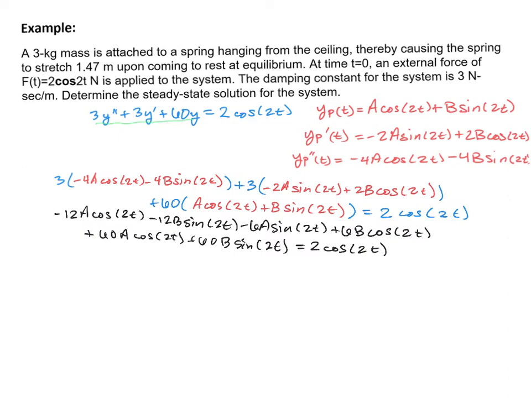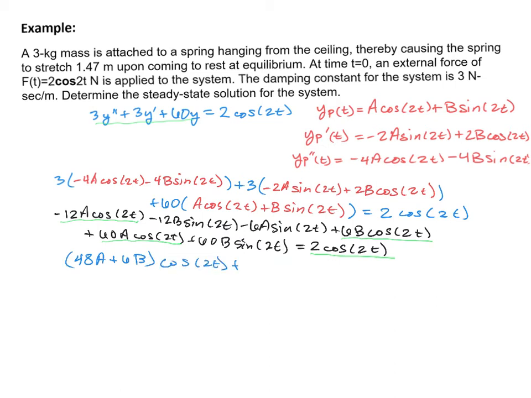So we'll first go in and collect all the cosines. We've got negative 12a of them here, we've got 6b of them here, and another 60a of them right there, equaling 2 of them. So comparing the cosines, negative 12a plus 60a makes a total of 48a. And then if we look at the b's, we've got plus 6b, and again this is times the cosine of 2t.